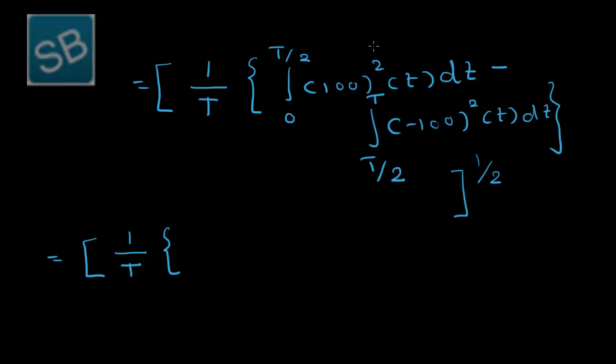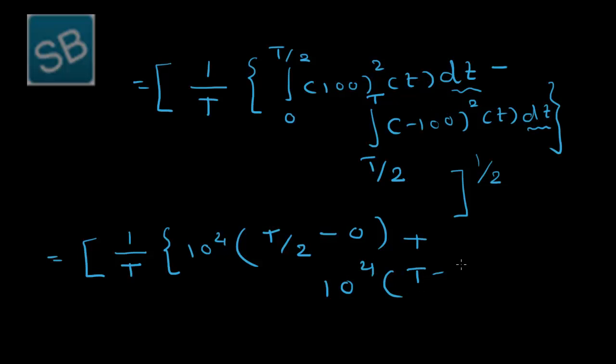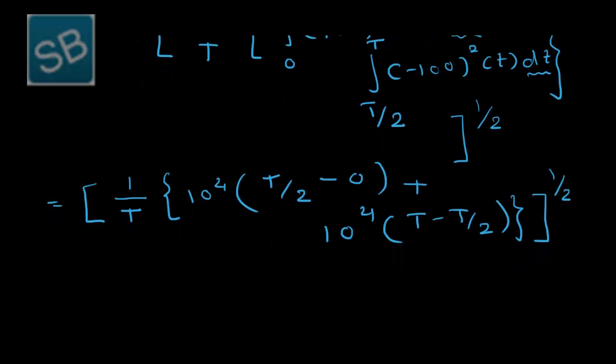to power of 2 and its square. So the result will be 10 to power of 4 into T dt, means T by 2 dt, or we can say T by 2 minus 0 plus, and here the time interval is taken over here, so you just have to consider integration dt plus, here also minus square will be positive, so 10 to power of 4, that is T minus T by 2. And now the curly bracket is over, box is over, and 1 by 2 is there.